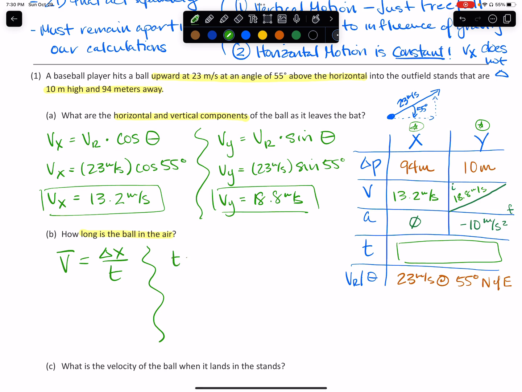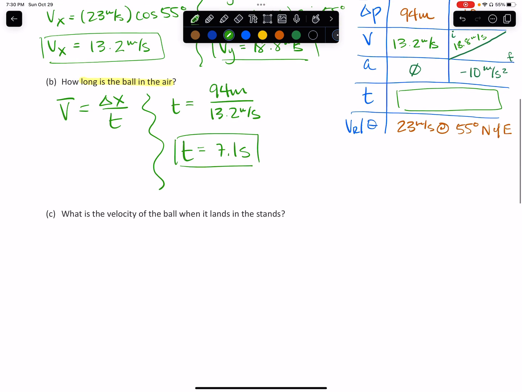So if I rearrange and solve this equation, I'm going to have time equal to the distance horizontally, which is 94 meters, divided by my 13.2 meters per second, the velocity value. Plug that into my calculator, and I find that the ball is going to be in the air 7.1 seconds. All right, so now what is the velocity of the ball when it lands in the stands?